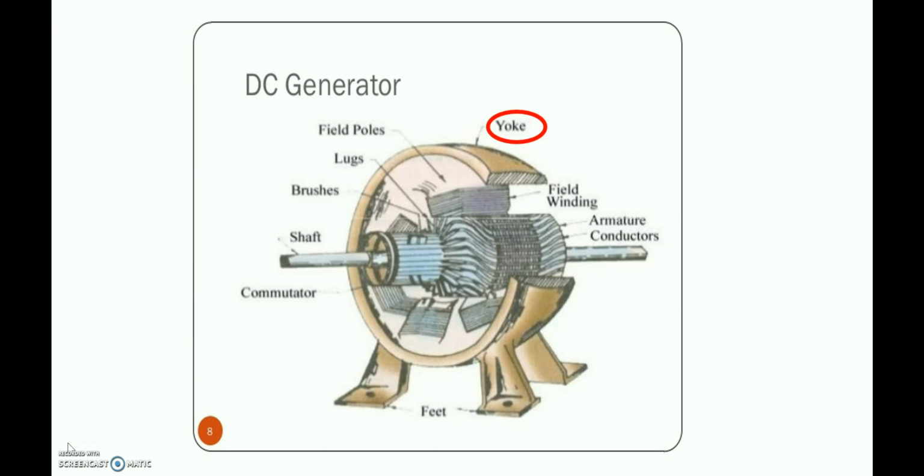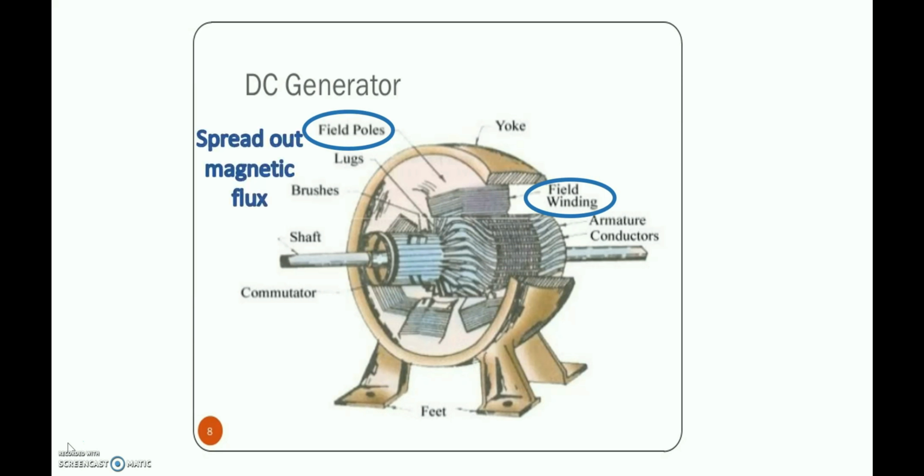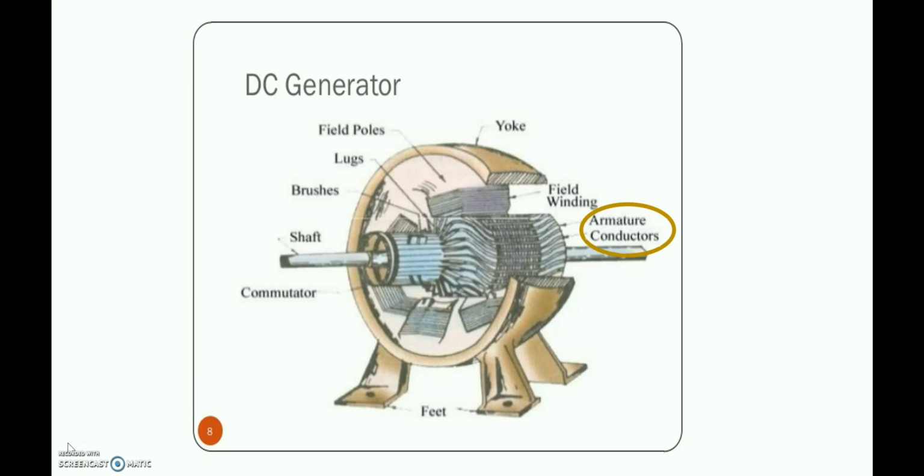So first, the outer frame of the DC generator is called a yoke. It acts as a protective shield for the internal components of the DC generator and also provides mechanical support for the poles. The field magnet is attached to the internal walls of the yoke. It is made out of a pole core with wire windings known as the pole coil around it. Its main function is to spread out magnetic flux in the air gap inside the generator.